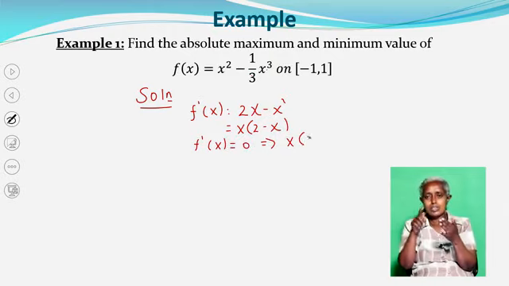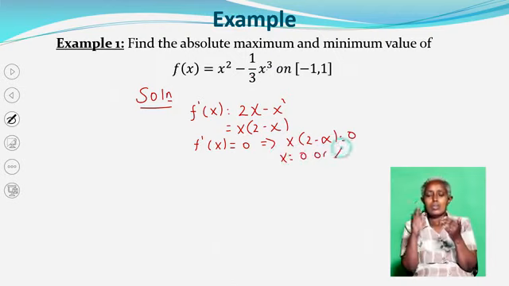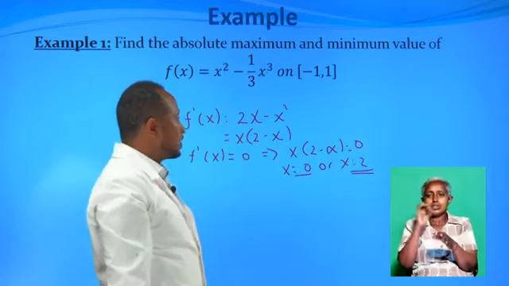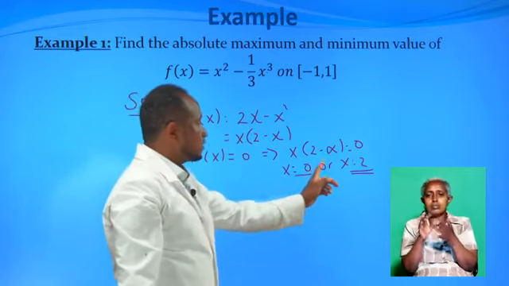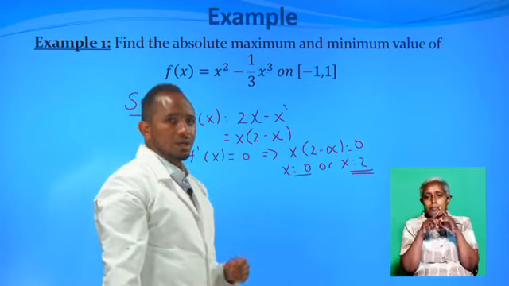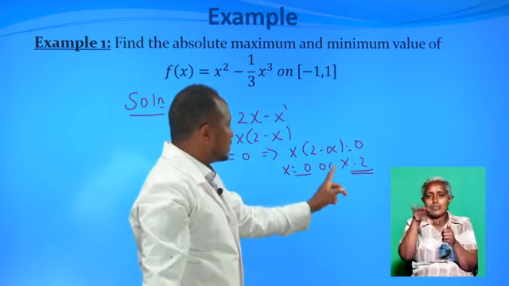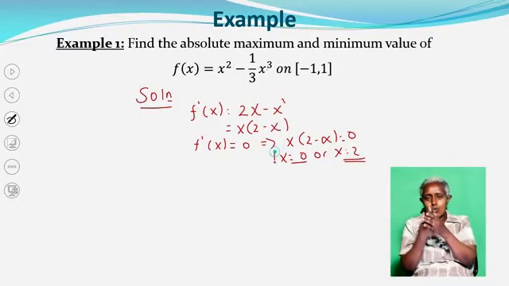Here, this derivative of our function f of x is 0, which implies x times 2 minus x is 0. So x is 0 or 2 minus x is 0. Therefore, x equals 0 or x equals 2. These two are the points where the derivative of this function is 0. Therefore, the critical numbers are 0 and 2. But the critical number which is found on this interval is only x equals 0.